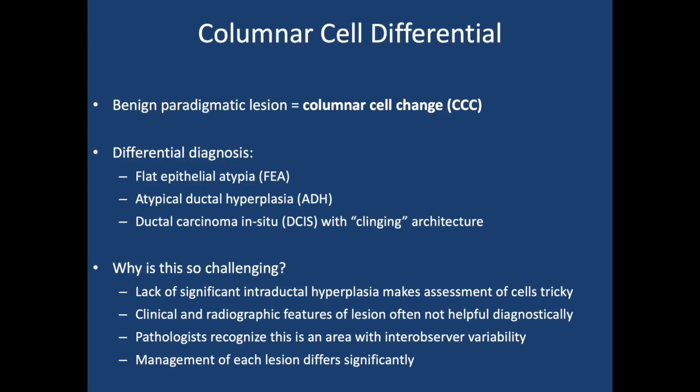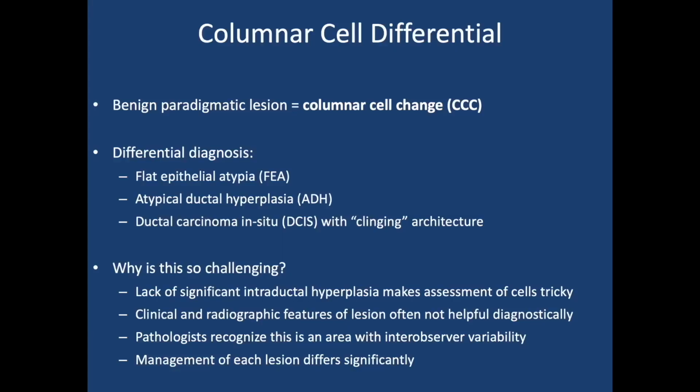The lack of significant intraductal hyperplasia makes assessment of cells tricky. As a surgical pathologist, I rely a lot on architecture to help me get through some things in which the cytology is a little ambiguous. But in these cases, we don't have a lot of intraductal hyperplasia, so we do have to use a lot more nuclear morphology to help us get through benign versus something a little bit more atypical versus something that might be outright malignant.